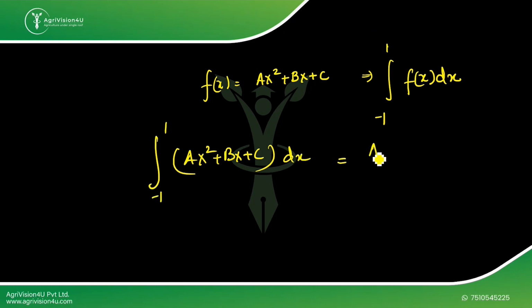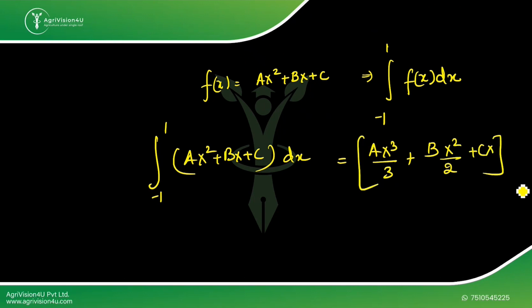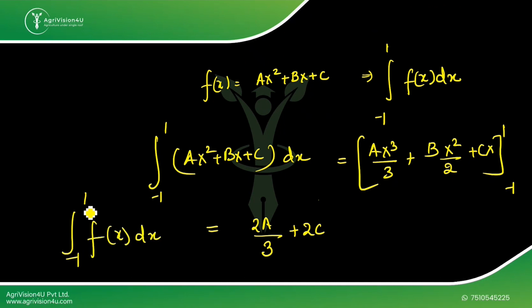So this will be ax cube by 3. If I integrate this, it will be bx square by 2 plus cx. And the limits will be from minus 1 to 1. Start substituting this and you will get 2a by 3 plus 2c. This is the value of this integration of f(x) dx from minus 1 to 1. Okay, that is 2a by 3 plus 2c.